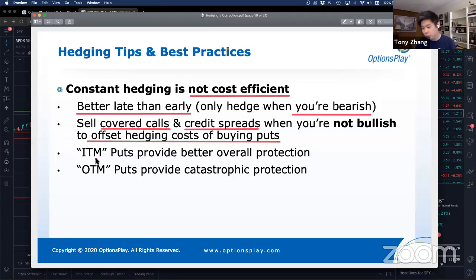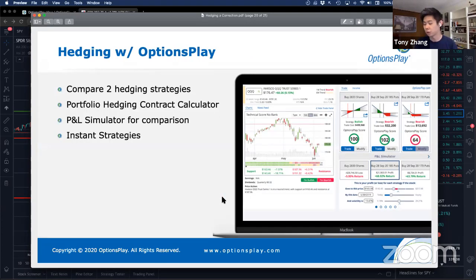You always want to generally look at in the money puts because they provide better overall protection. But for those of you that only want catastrophic insurance, you want to buy those out of the money puts. So that's a quick review of what we went over here today. I hope that you guys find this useful for your own portfolio, especially going into this, what I would say, challenging time to trade these markets.